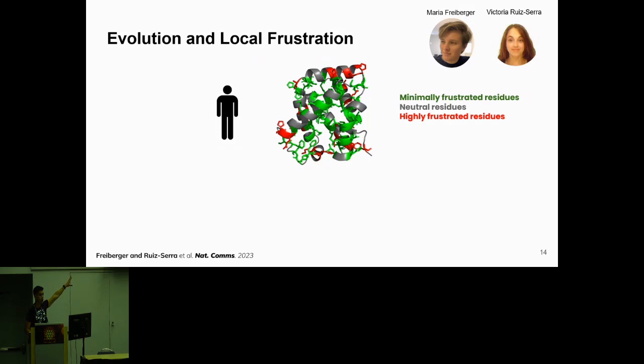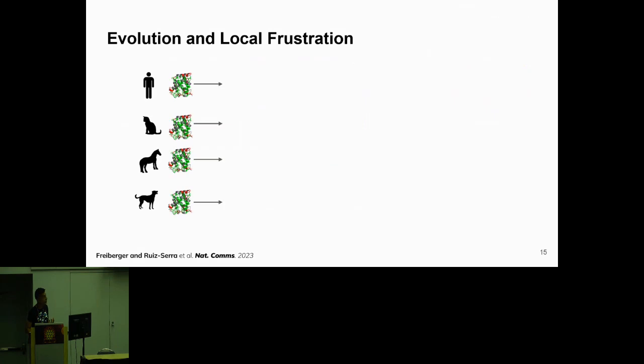We calculate frustration, we classify the different residues in these classes, and then we transfer the colors to the sequences. And the question is again, are these colors significant? Are these colors important for our understanding of the functional consequences of this protein? So what we can do is we can take the same protein in different organisms.